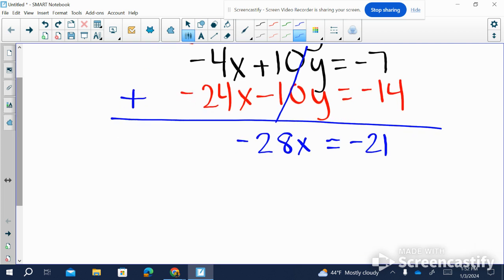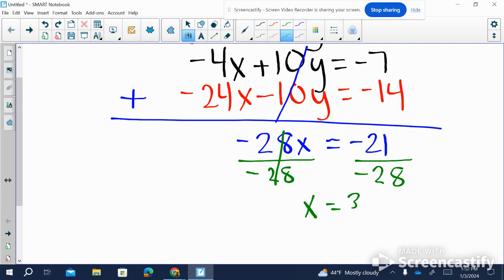So I need to solve for x now. In order to solve for x, I need to isolate the x. Because negative 28 is multiplying x, I am going to divide by negative 28. And what I do to one side, I do to the other side. Now, negative 21 divided by negative 28 is a positive 0.75, or 3 over 4. So my x value is 3/4.